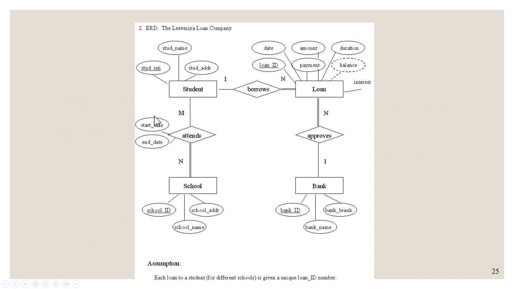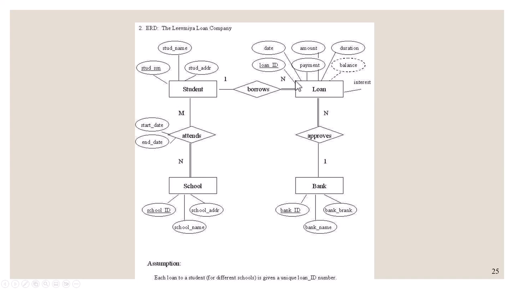Here, interesting, we have 2 attributes that are related to this relationship. Okay, so this start date and end date has to do with this student attending this particular school. So if they go to multiple schools, these values would be different, right? So this student is attending this particular school, and this is the start date and the end date. Okay.